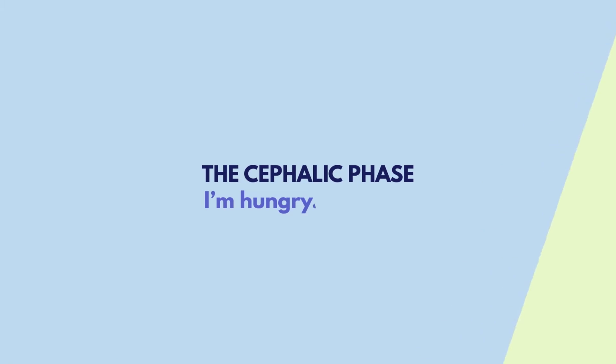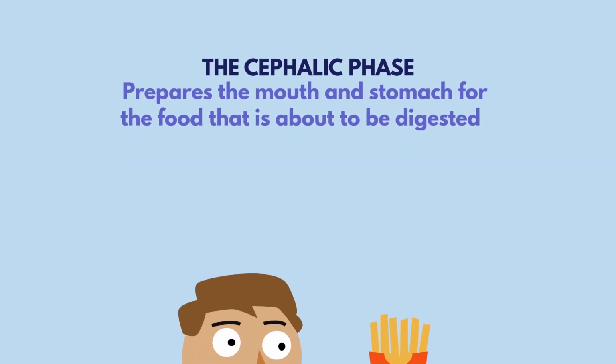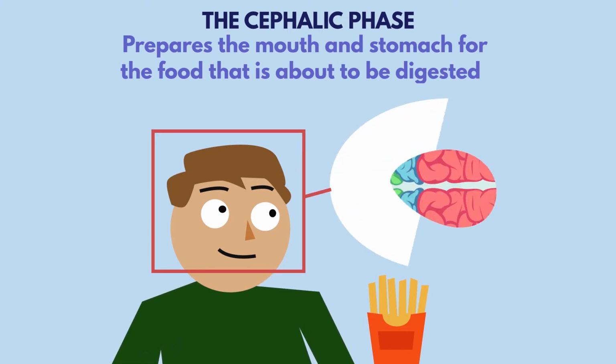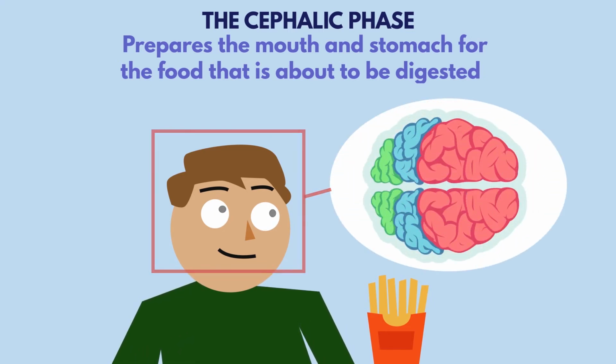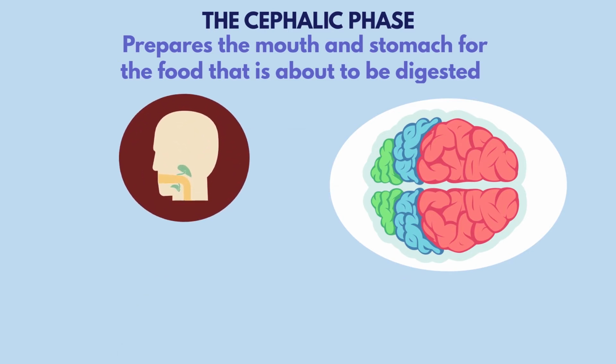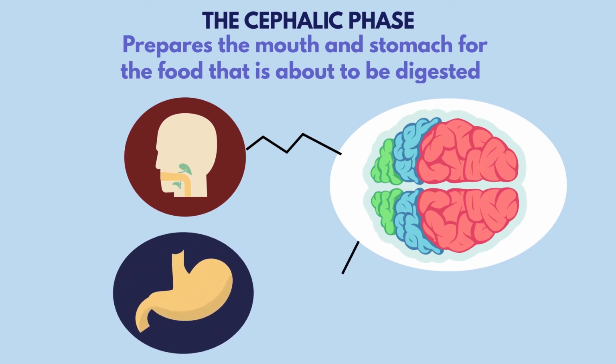So let's start with the cephalic phase. The cephalic phase, or head phase, prepares the mouth and stomach for the food that is about to be ingested. The sight, smell, taste, or thought of food activates neural centers in the cerebrum, hypothalamus, and medulla oblongata, and responses are then sent to salivary glands in the mouth to stimulate salivation, and also to the stomach, where stimulation leads to the secretion of gastric juices.